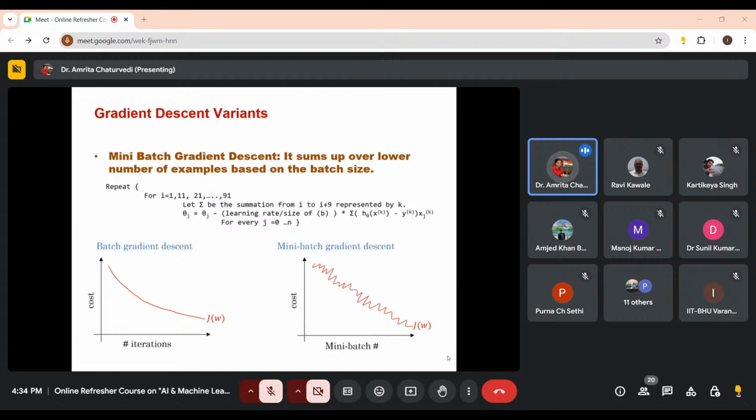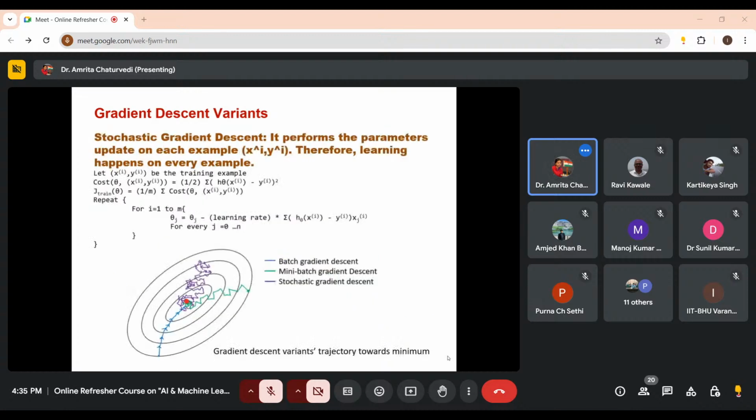So if you see in the graph, the batch gradient has a very smooth curve down the graph, right? However, your mini batch gradient is showing many troughs and cones. So this is because small batches have been used rather than summing it over the entire set of instances.